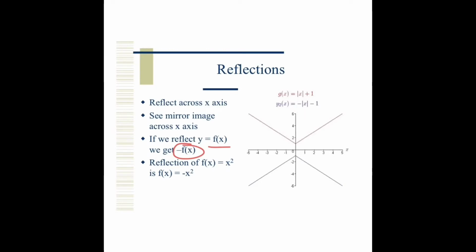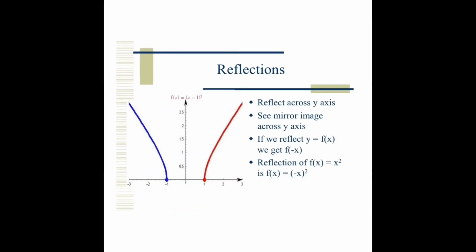We have another example over here. If I had a positive x squared, to reflect that across the x-axis, I would put a negative in front and make it a negative x squared. Now I want to kind of clarify here that negative x squared really should look more like this. So we know we're making the entire function negative, not just our x value.